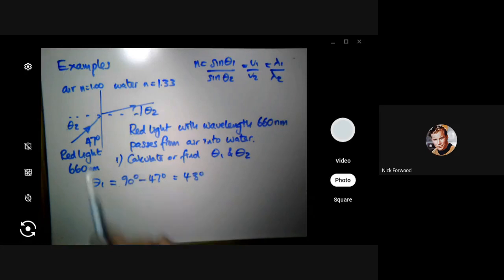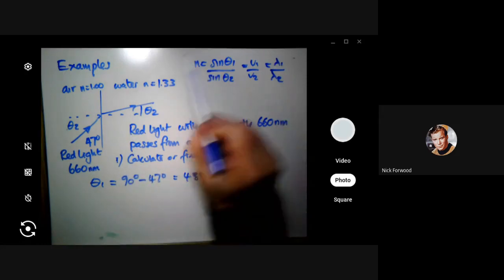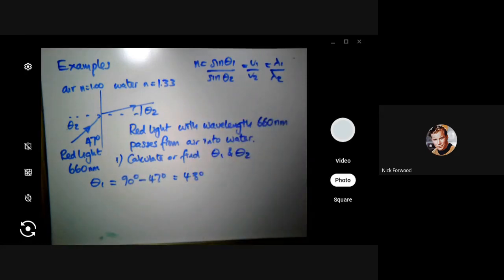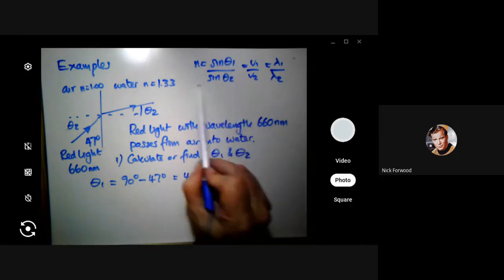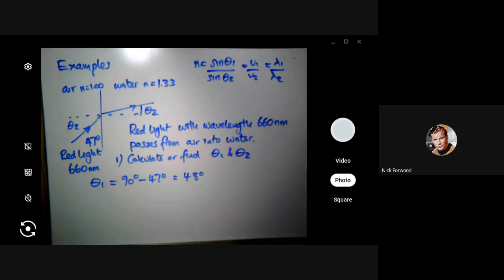Theta 2, we're going to have to use some variation of this formula. So what information do we need? What have we got to find theta 2? This is a repeat of the last question, really. Which bit of the formula are we going to use? We're going to use this bit first. Okay, so we're going to use n equals sine theta 1 over sine theta 2.